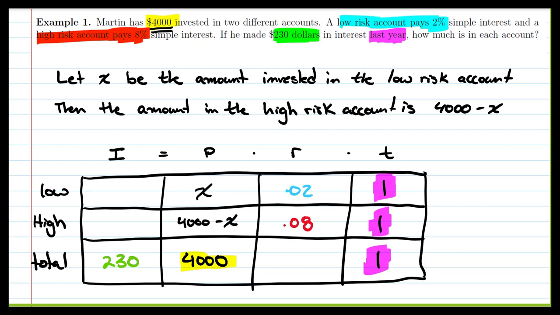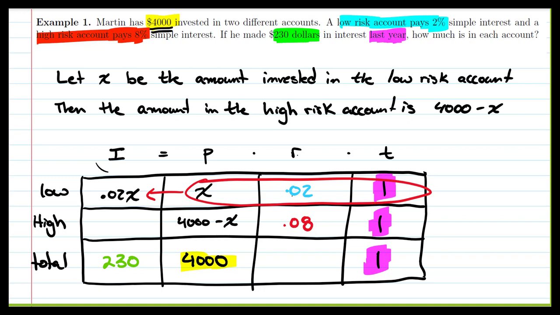So then that gives us the values that we end up with in our table. And our model tells us that our interest I right here is equal to P times R times T. Well, in our first row, we notice that P is X, our interest rate is 0.02, and our T is 1. So this has to be the same as P times R times T, or X times 0.02 times 1 gives us 0.02X. And this is just the product of these three things multiplied together.